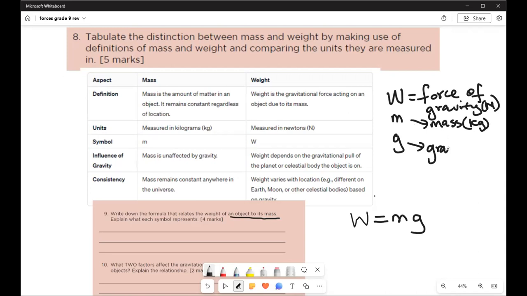Then this is your gravitation. The g is the gravitational acceleration of a planet. Gravitational acceleration of a planet. Let's see, there's something wrong with my pen. Okay, let's see. Of a planet. Perfect. And then we're done with number 9. Let's go to 10.